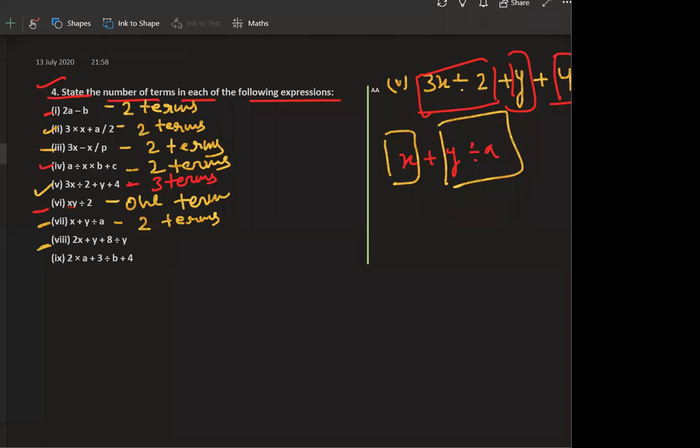Now 8, 2x plus y plus 8 divided by y. How many terms are there now? It has 1, 2, and 3 terms. Okay, yes.